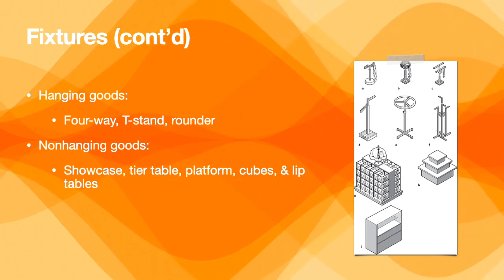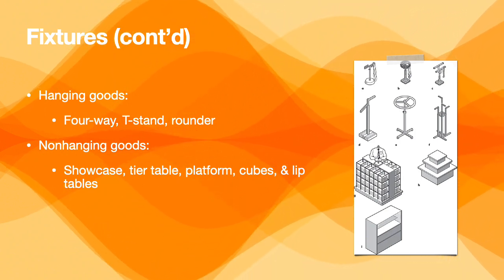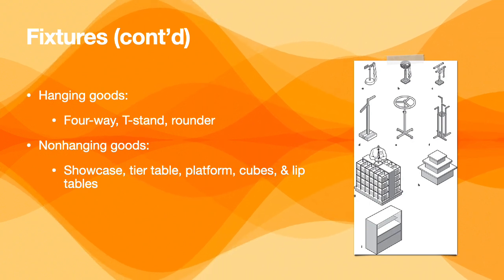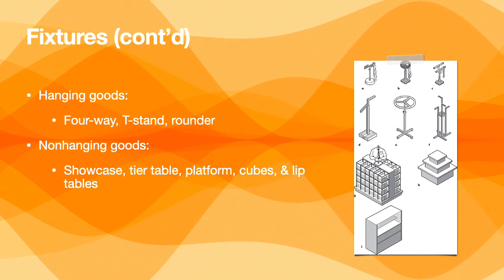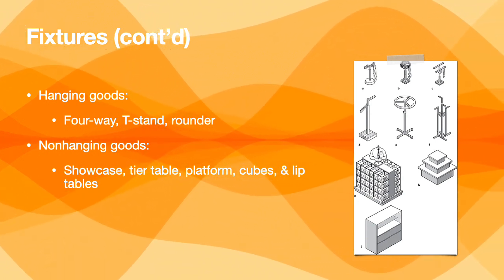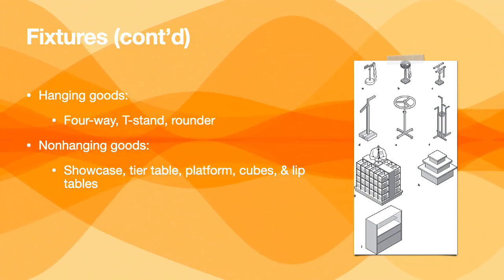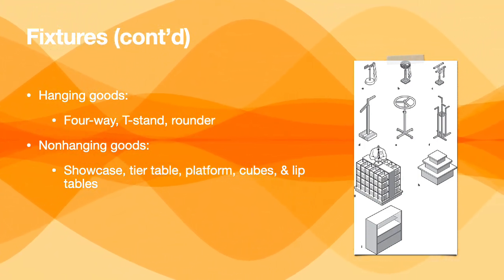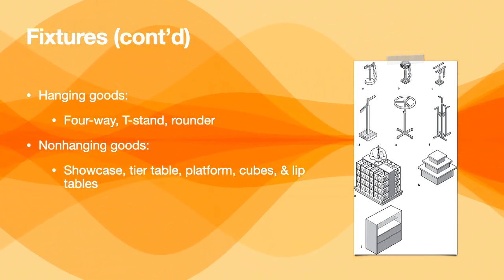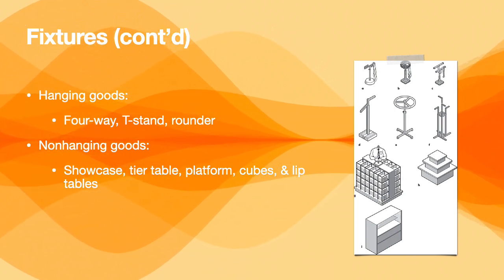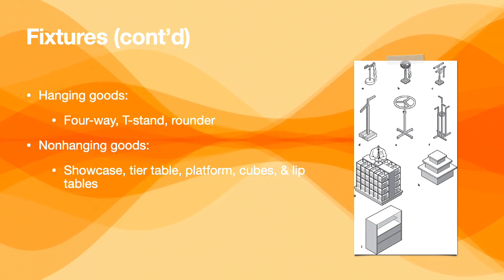There are different types of fixtures for hanging goods and non-hanging goods. For hanging goods, you have your four-way, your T-stand, and your rounder. A four-way is a four-arm fixture, which is often made of chrome. Goods can be hung on the fixture in four ways so that their most visually appealing side, typically the front, faces the customer. A T-stand is a two-arm version of a four-way, also used for facing out merchandise.